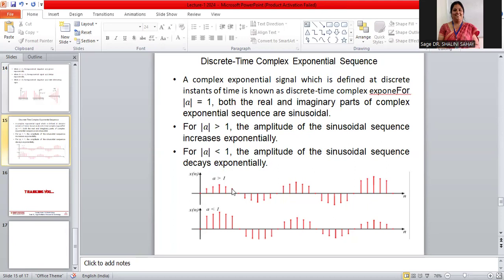So today in this lecture we have discussed an overview of signals, types of signals and their properties.